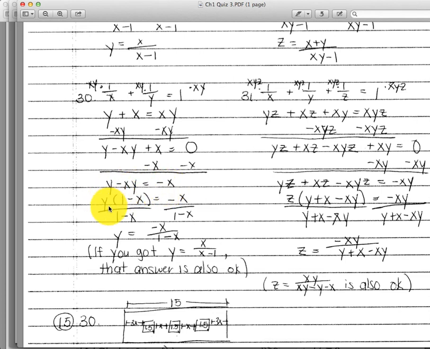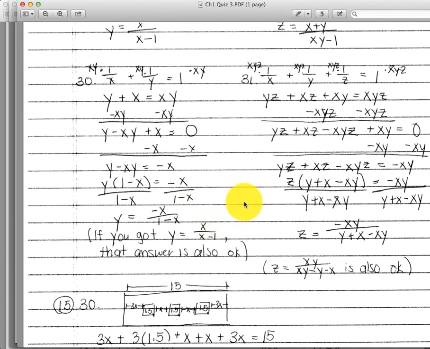Isolate that y by factoring it out. y divided by y is 1. xy divided by y is x. So we get y times the quantity 1 minus x equals negative x. Divide by 1 minus x on both sides. If you had done it a different way, meaning like if you had put the y over on this side, you would have been left with y equals x over x minus 1. That is a perfectly good answer as well. I don't care which of these two answers you got, they're both equivalent.